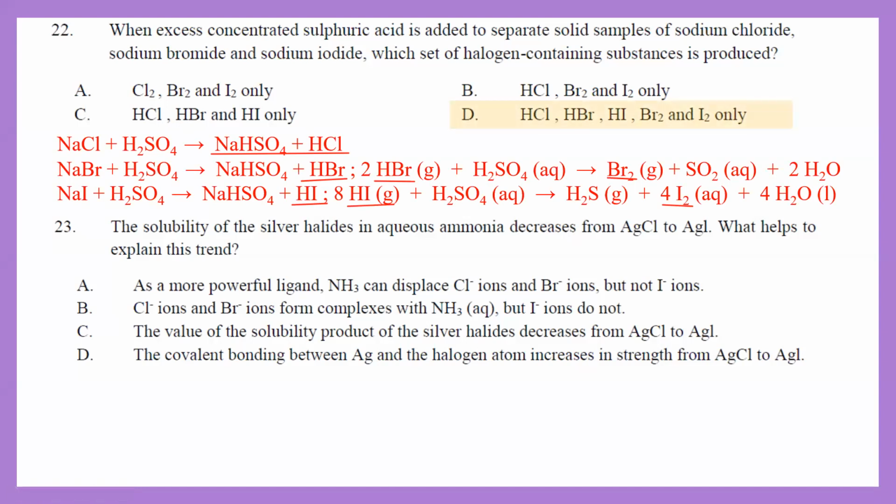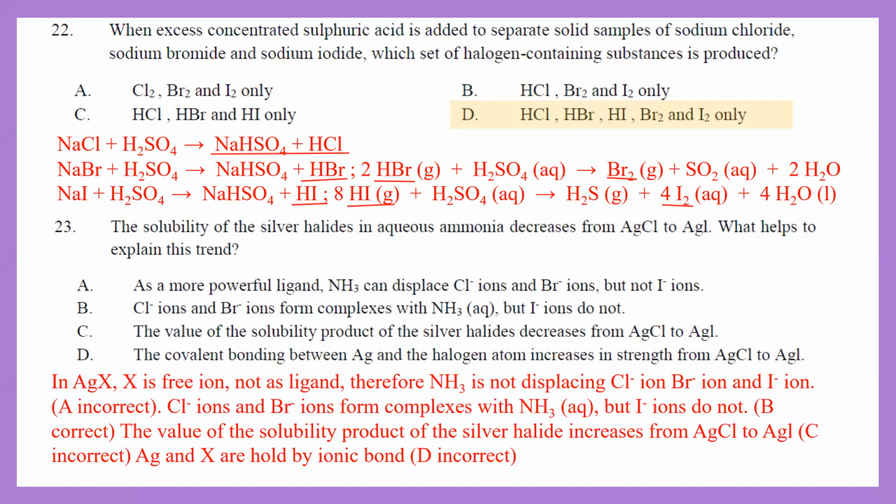Number 23. The solubility of the silver halides in aqueous ammonia decreases from AgCl to AgI. What helps to explain this trend? In AgX, X is a free ion, not a ligand. Therefore, NH3 is not displacing Cl minus or Br minus or I minus. So A is incorrect.